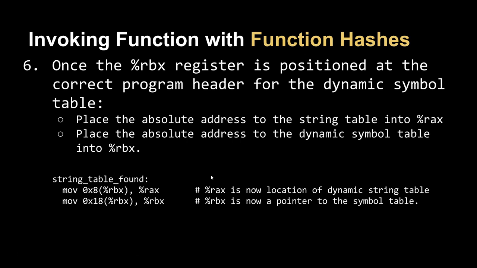This will allow the RBX register to be positioned at the correct program header for the dynamic symbol table's export function table. We can then use this to place the absolute address for the string table into RAX and the absolute address for the dynamic symbol table back into RBX. Now, these will now occur at the given offsets.